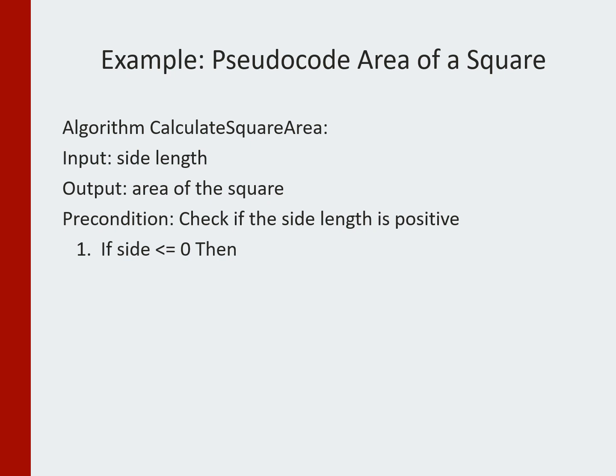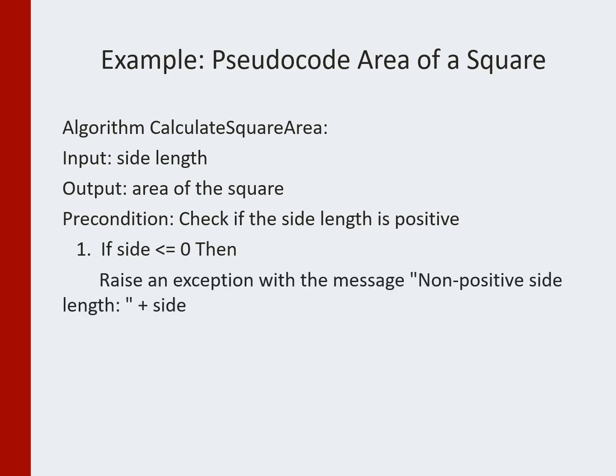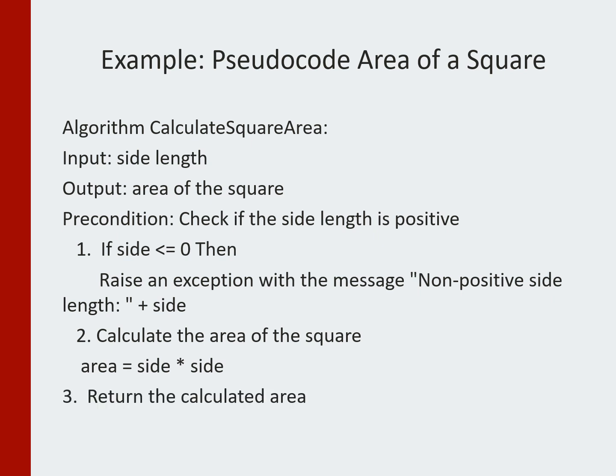Basically, if side is less than or equal to 0, then we'll raise an exception with a message, non-positive side length, and it'll print out the length of the side. Otherwise, we will calculate the area of the square, which is area equals side times side, and we'll return the calculated area.